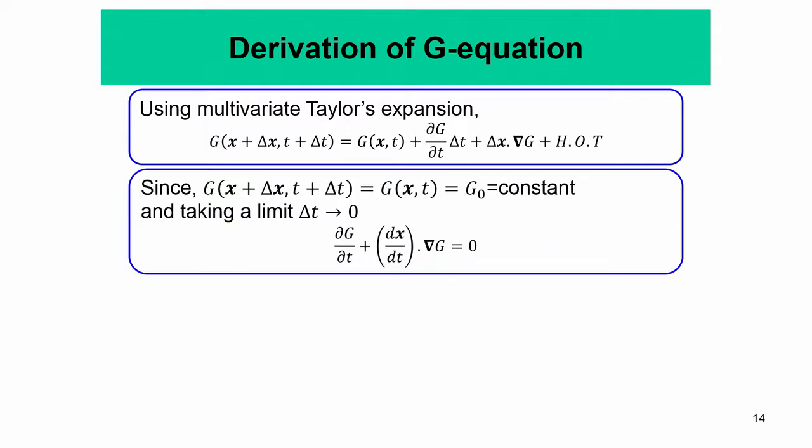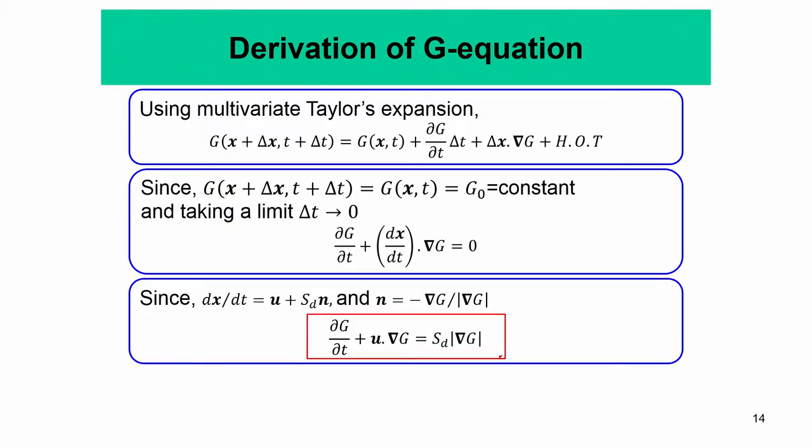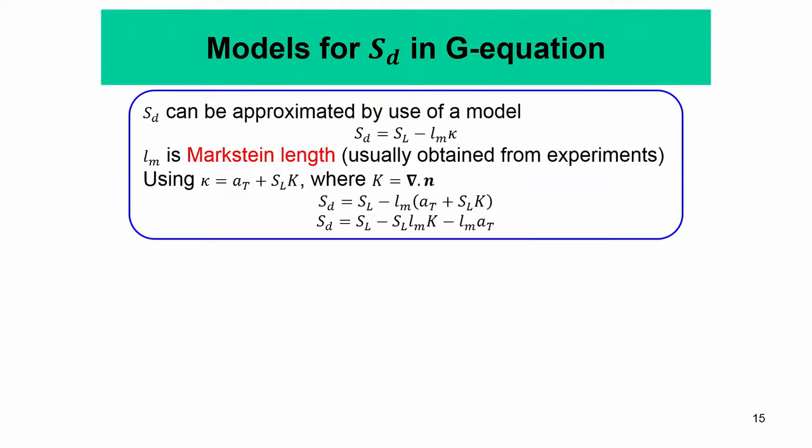Then we could derive the final G equation, which is given like this: partial G partial t plus u vector dot grad G is equal to S_d times mod of grad G. Of course, this is a nonlinear term, because it can be written as the square root of grad G dot grad G, and that is where the nonlinearity of this equation comes from. It cannot be directly solved by normal central differencing or finite differencing methods. There are special methods available for solving the G equation, which we will not discuss here.